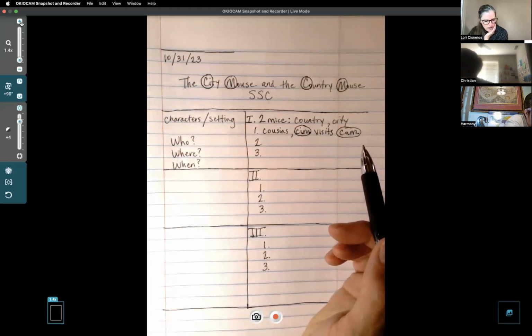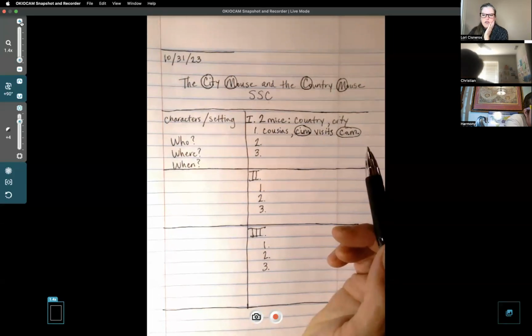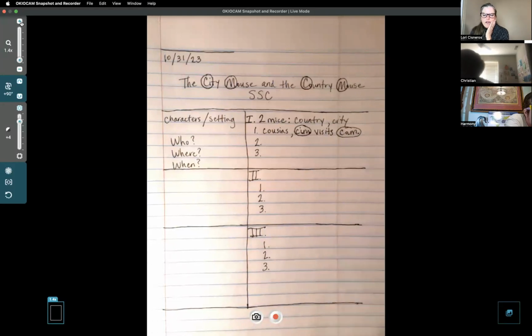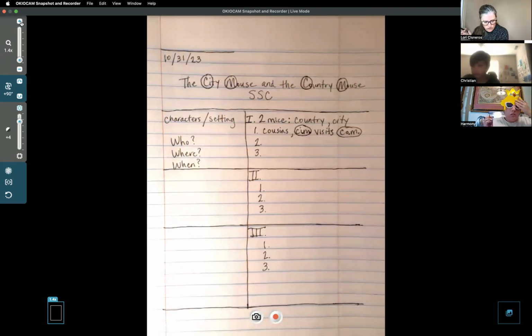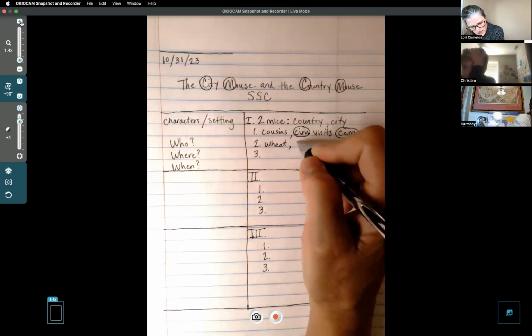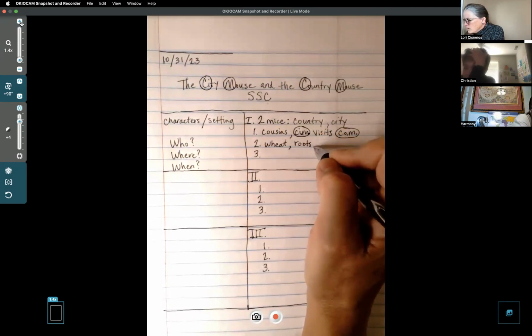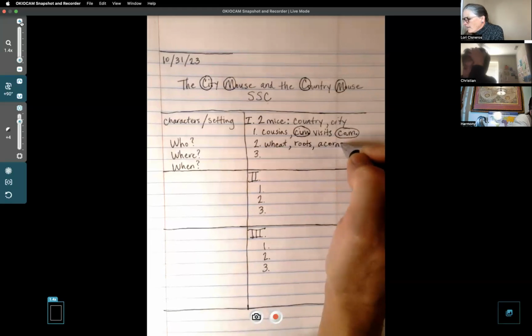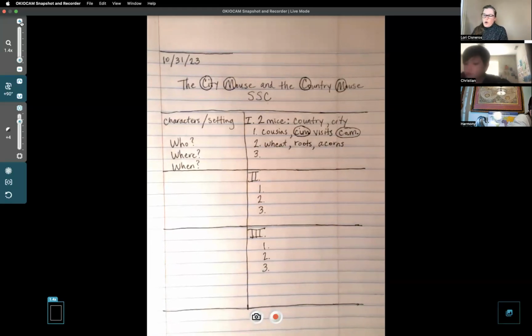Okay, Harmony. So the city mouse is visiting the country mouse, and she's serving a meal. What did the country mouse serve? What was her food that she served in the country? Wheat, roots, and acorns. Yes. So maybe we could just put wheat and roots and acorns. Those are all things that grow in the country, right? Those grow from the ground.